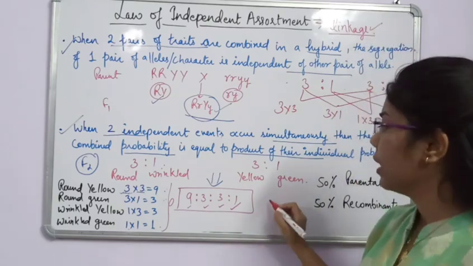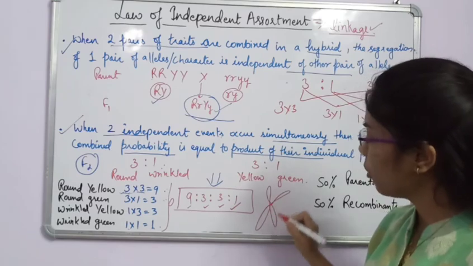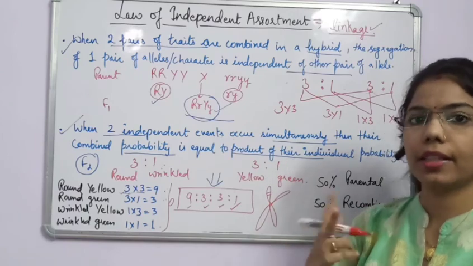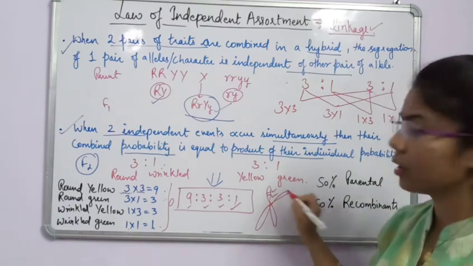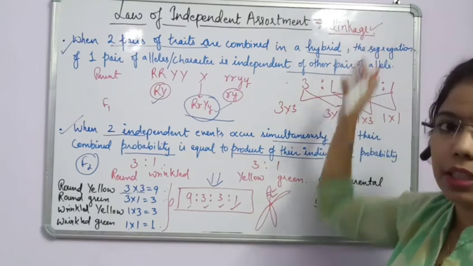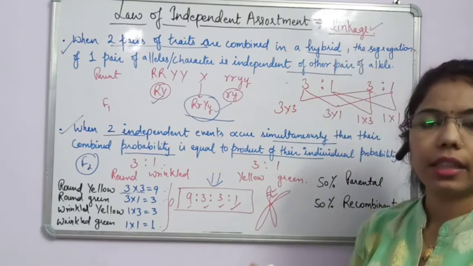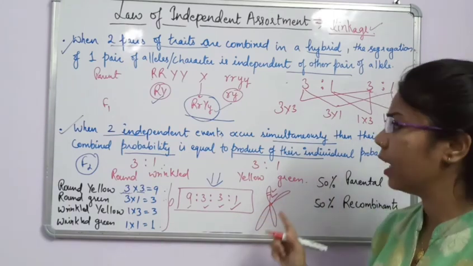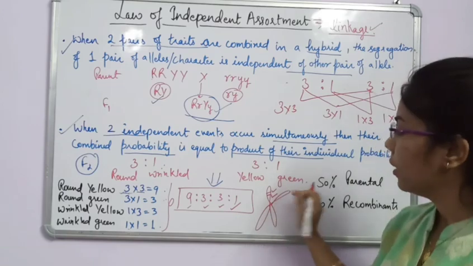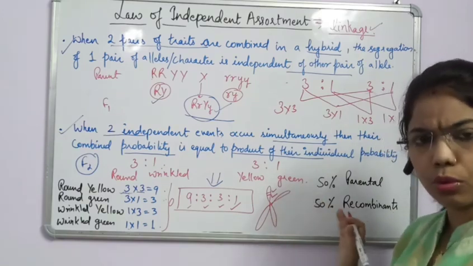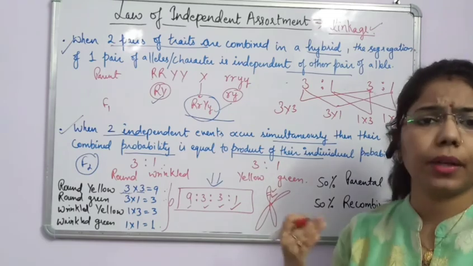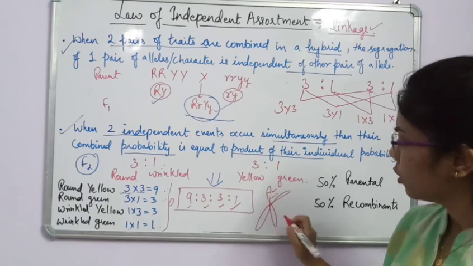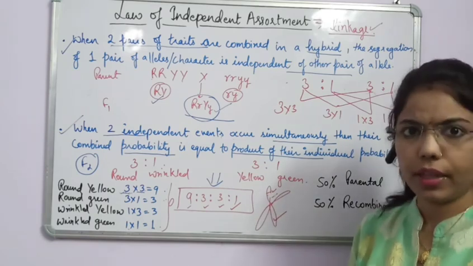If these characters are present on the same chromosome very near to each other, like the two traits we have taken, seed color and seed shape, then there may be chances of linkage or crossing over. Due to that, the result may change. So there is one prerequisite: these traits should be placed on different chromosomes, or if they are present on the same chromosome, they should be distant from each other. If one gene is here, the other must be on this side. So this is the example.